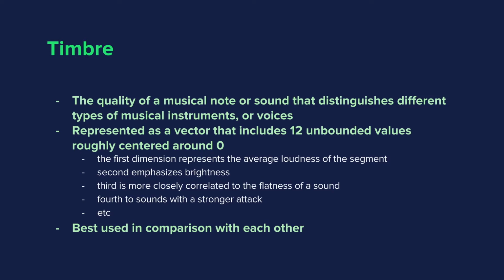The second dimension emphasizes brightness. So if you have a really bright segment, something that's very happy, something like a major chord, that would probably be represented by a high value in this second index. Third is correlated to the flatness of a sound. Fourth is to the sounds that have a stronger attack, so really like a big pop, and so on and so forth. In reality, you shouldn't look at these and try to figure out exactly what all these numbers mean. The best way to use this timbre is to use them in comparison with one another.